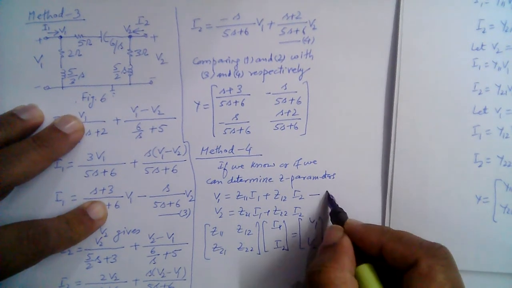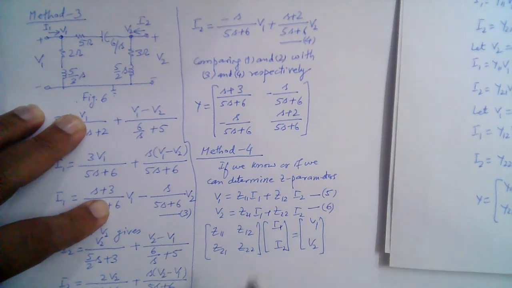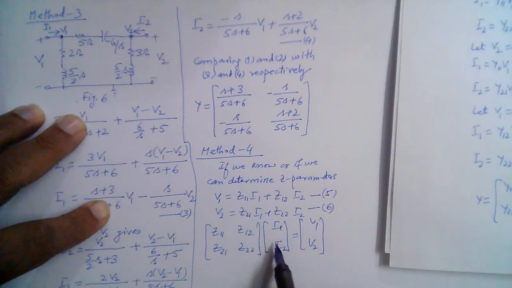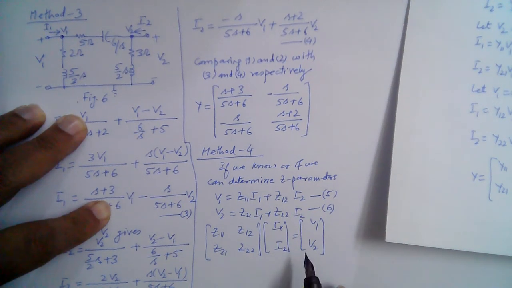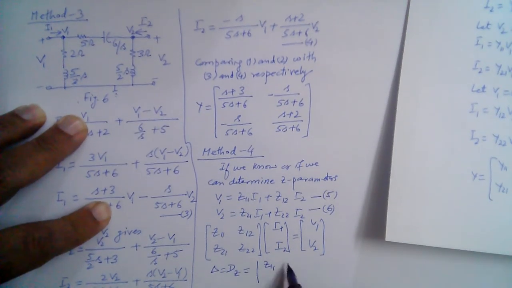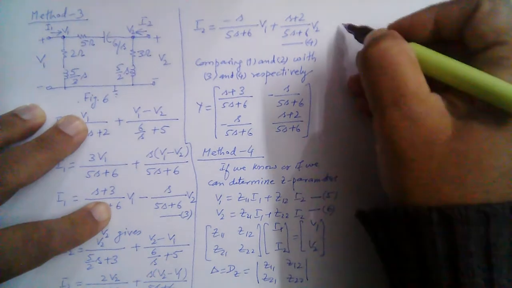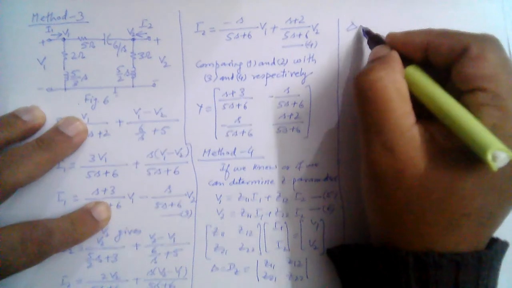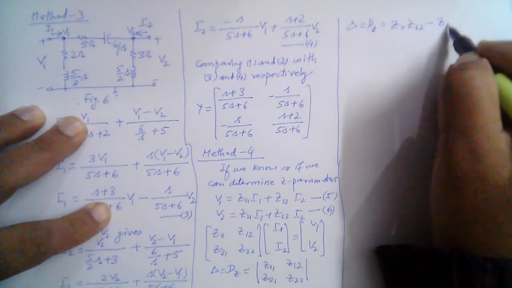Let me call this equation 5 and this equation number 6. So we can use Cramer's rule to find out the values of I1 and I2, and then rewrite these equations in this form to find out the y parameters. For example, the denominator delta, or let me call this dz, is given by the determinant of z11, z12, z21, z22. So delta or dz is equal to z11 z22 minus z12 multiplied by z21.